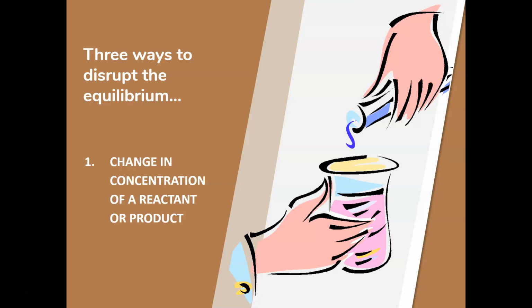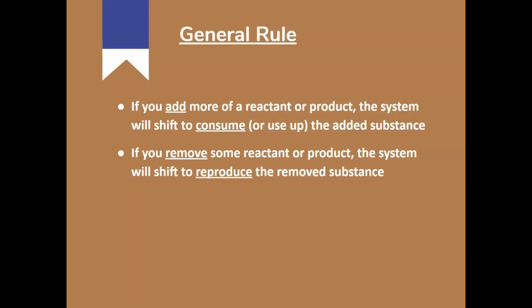There are three things that you can do to disrupt equilibrium. The first one we're going to talk about is change in concentration of a reactant or product. So if you add more reactant or product, it doesn't matter which one, the system will shift to consume the added substance. Or if you take away some of the reactant or product, the system will shift to make that substance again.